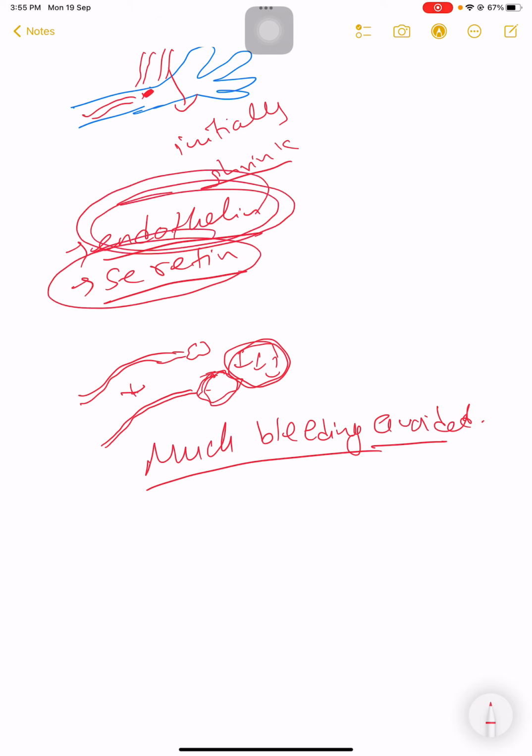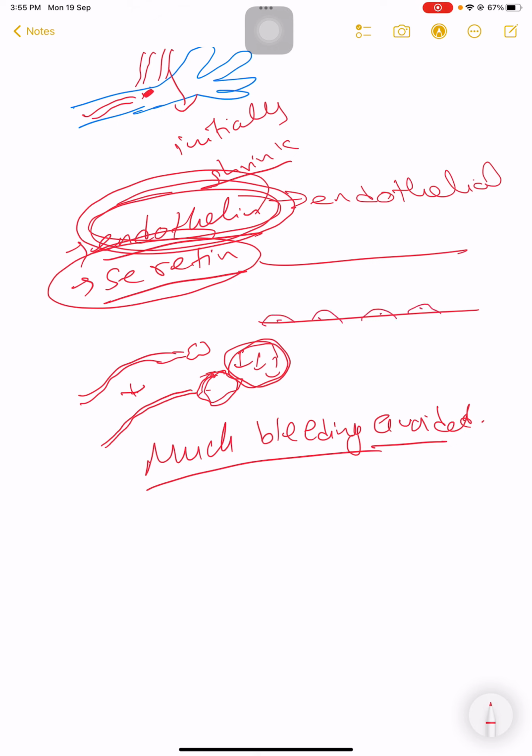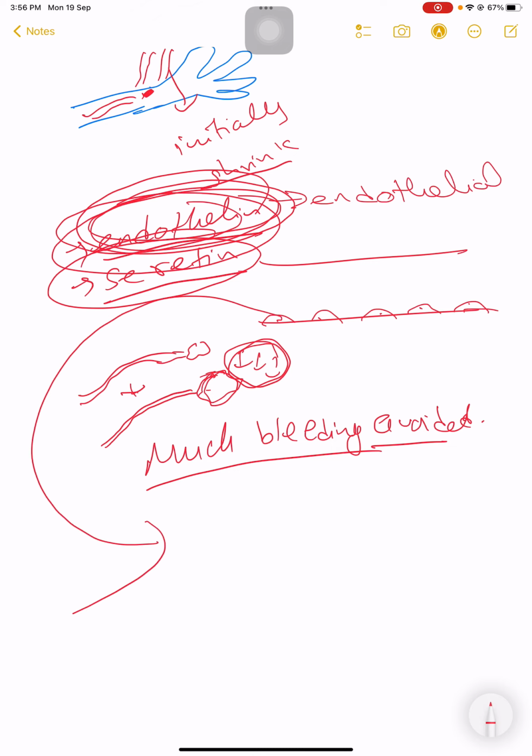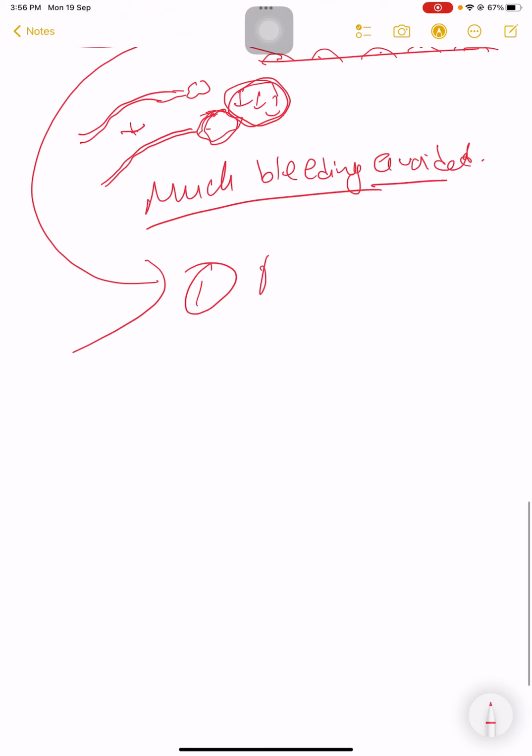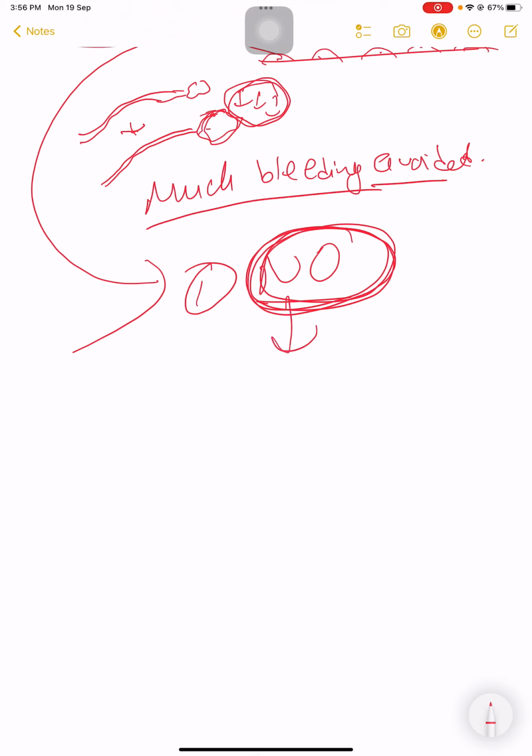Endothelin is actually released by the endothelial cells, which line the blood vessels. Suppose this is your blood vessel, then there are these cells, beautiful cells, known as endothelial cells, and these endothelial cells secrete endothelin. Other components are also secreted by them. One very important component is NO, nitric oxide. This nitric oxide is important for vasodilation, and it is important for anticoagulant property.